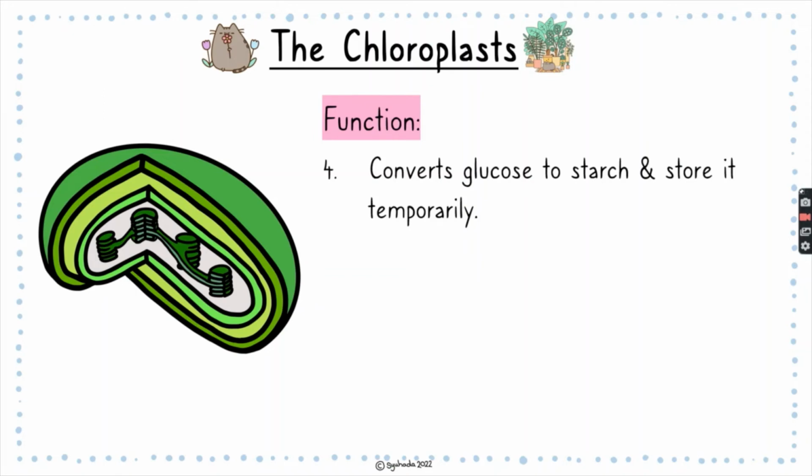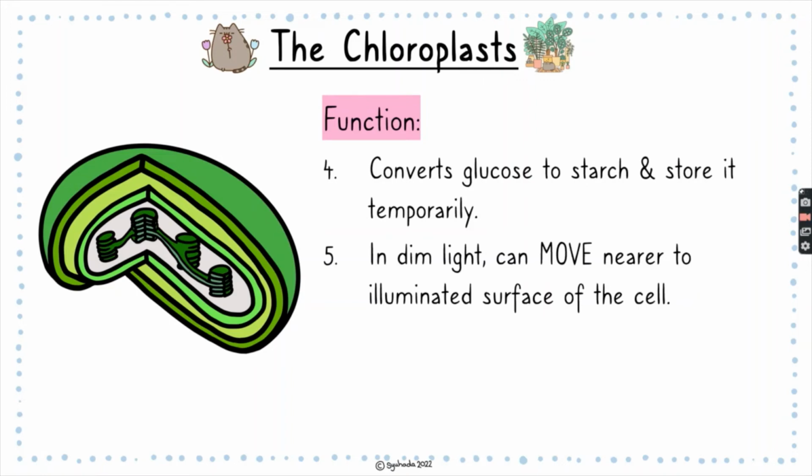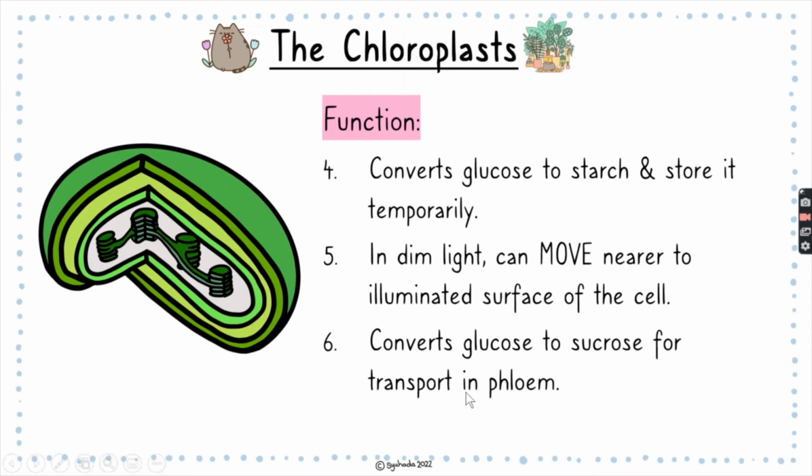So chloroplasts can convert glucose into starch and also store it temporarily. That means that if we are doing the test for starch, we can mainly find the starch where cells actually have chlorophyll in them. In dim light, these chloroplasts can also move. So they are not just stationary, they can actually move nearer to the illuminated surface of the cell. That means that if there's more light in one part of the cell, then the chloroplast will move to the right. They can also convert glucose to sucrose for transport in the phloem.